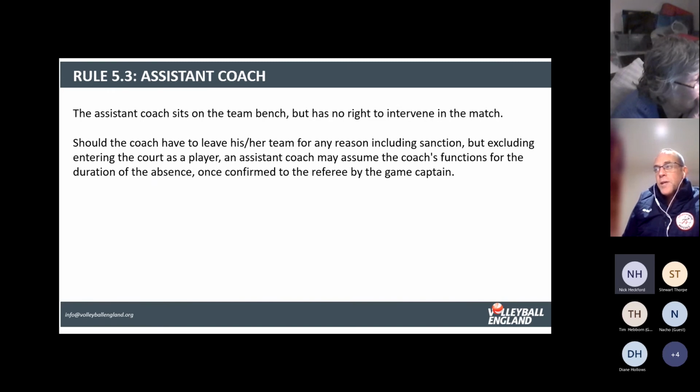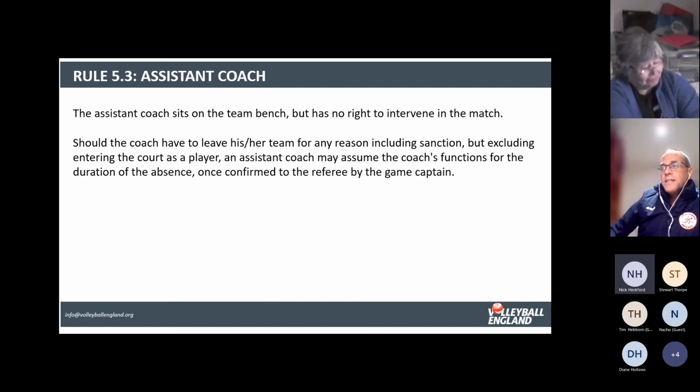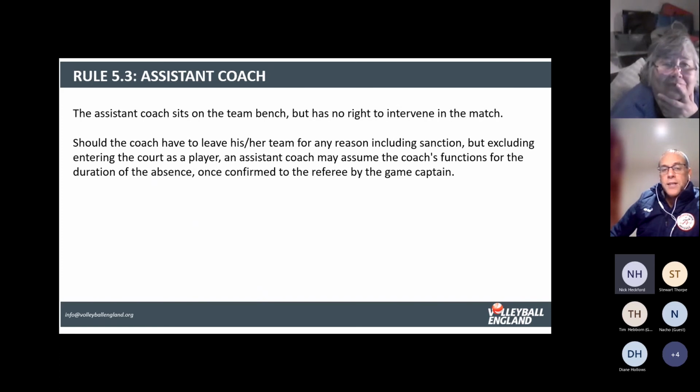Should the coach have to leave his or her team for any reason, including sanction, but excluding entering the court as a player, an assistant coach may assume the coach's functions for the duration of the absence once confirmed by the referee through the game captain. So this is when, if the coach is expelled, you might ask the game captain, if you've got an assistant coach, do you want your assistant coach to be the coach now? Just remind them that this could happen. It might just help them get through the situation that they've got themselves in. But you don't have to, of course.